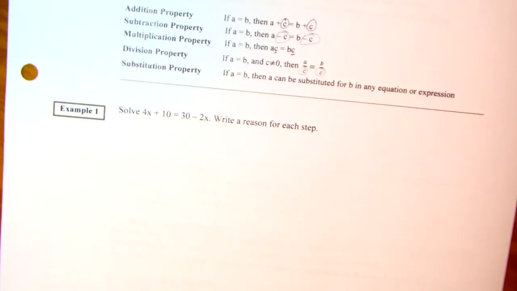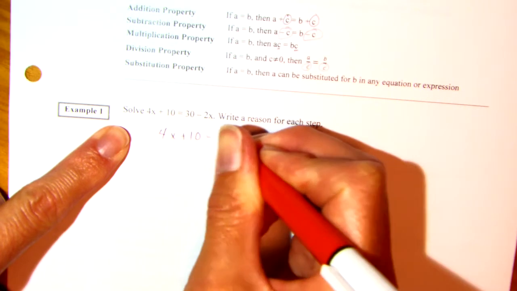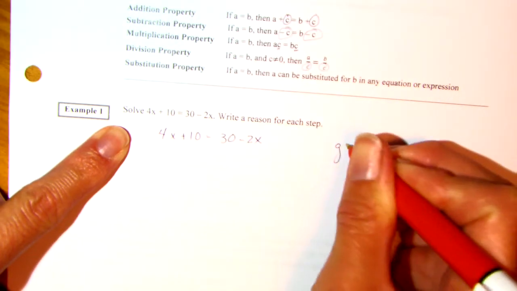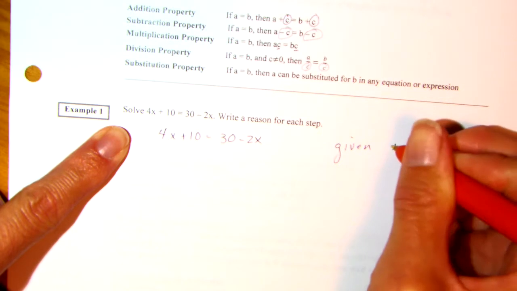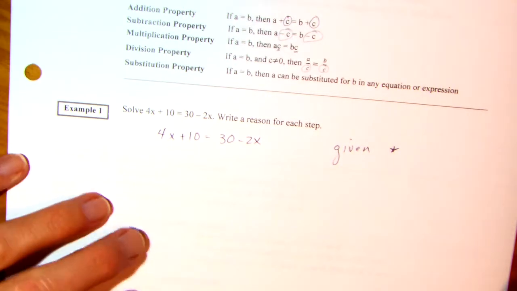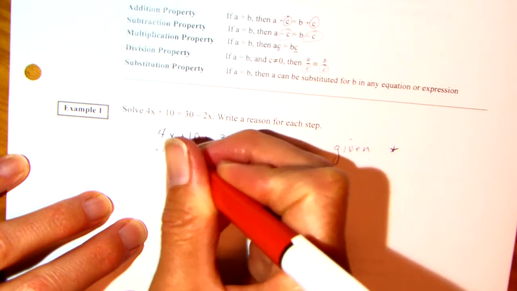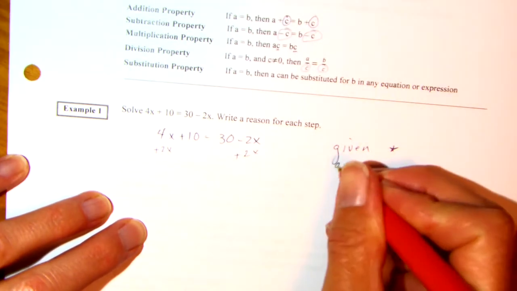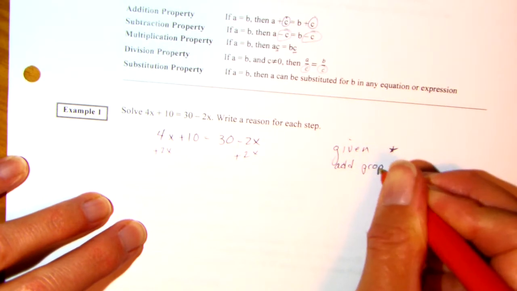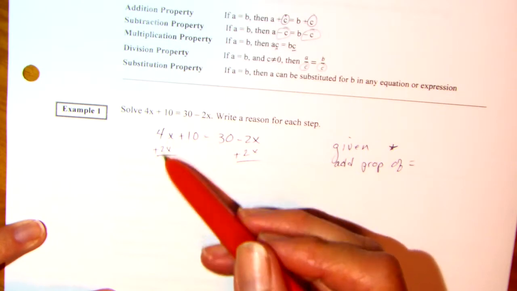All right, here we go. Now, I know that this might seem kind of redundant, but they want us to solve this equation and then give a reason for each step. The first thing I'm going to do is write out the equation: 4x plus 10 is equal to 30 minus 2x. I'm going to write given. That's our given equation. In order to solve this, I'm going to add 2x to both sides. Why are we doing that? We're doing the addition property of equality. And here we're going to combine like terms.